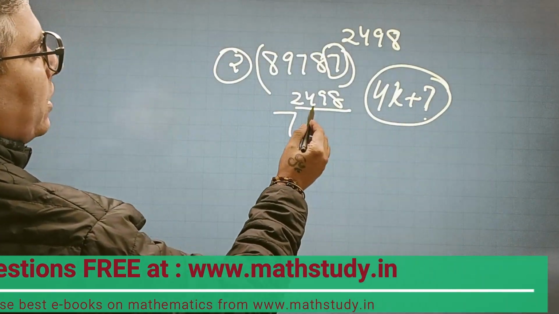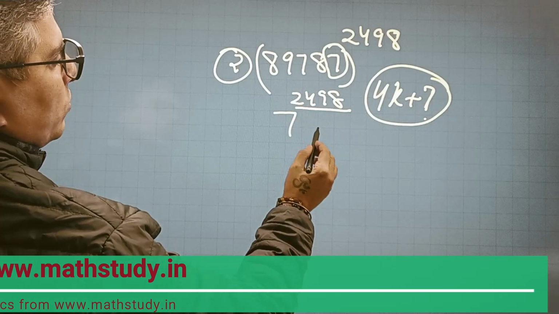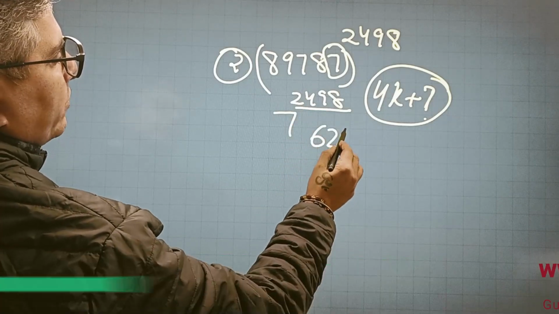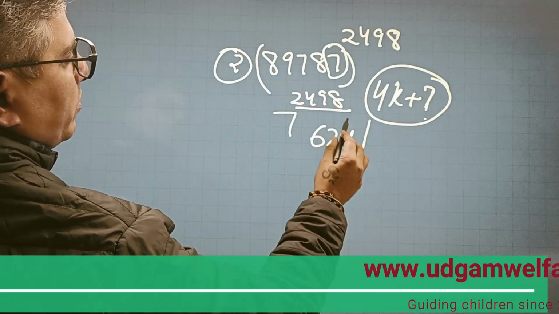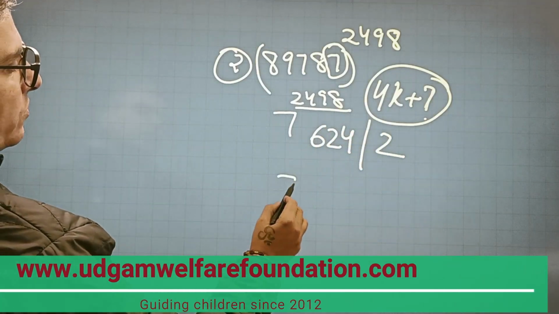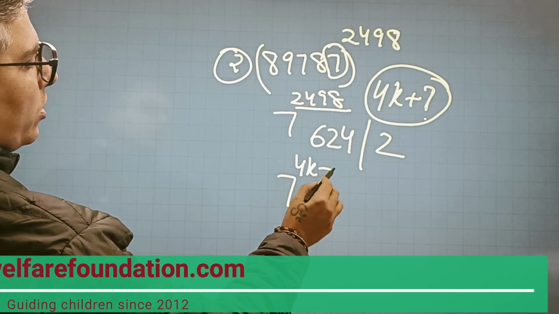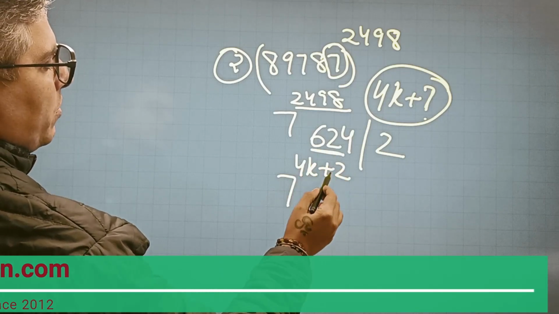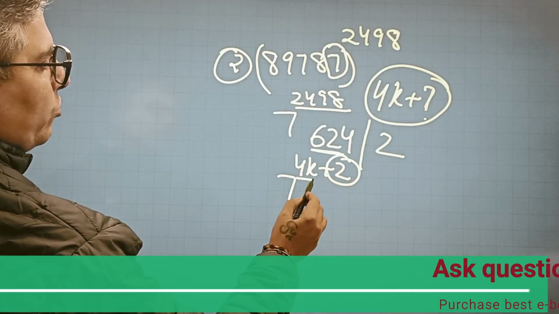Let's divide 2498 by 4. 4 6s are 24, 4 2s are 8, 4 4s are 16, and the remainder will be 2. So we can write it this way: 7 raised to the power 4k plus 2, and k will be this number. So 2 is there and 4k is there.